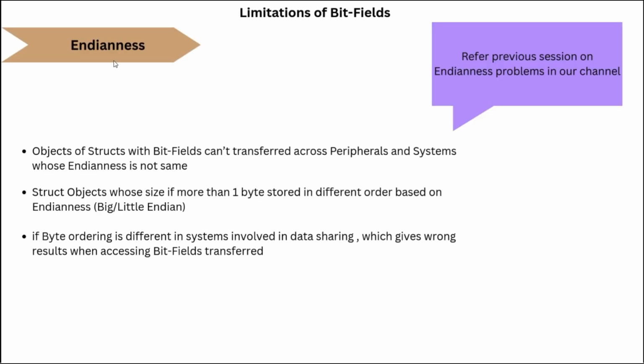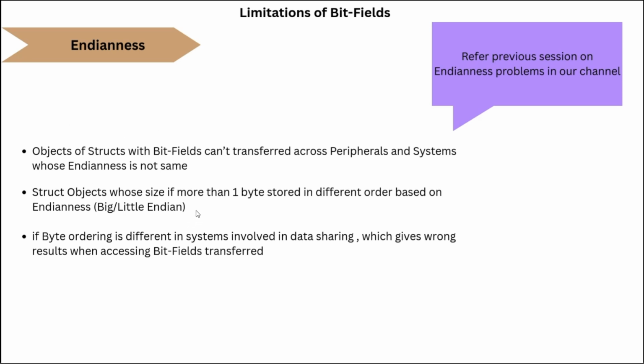So the limitations are, one is endianness. We also did some lectures on endianness in our previous lectures. Endianness is nothing but the order of saving. If you have a structure of multiple bytes, like 4 bytes or 6 bytes, the order in which it's saved inside the memory depends on whether the least significant byte is stored first or the most significant byte is stored first.